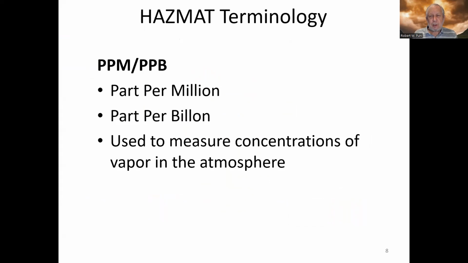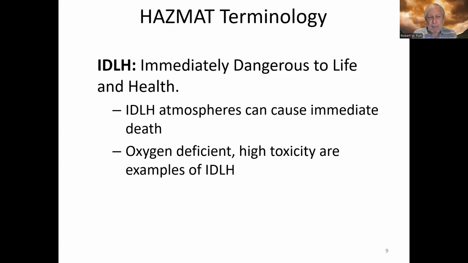There's a few abbreviations you're going to see. ppm, parts per million. You're probably pretty familiar with that. ppb, parts per billion, used to measure concentrations of vapor in the atmosphere. Parts per million doesn't sound like much, but what would equal 1%? So what's 1% of a million? 10,000. So 10,000 parts per million is 1%. So a part per million is not very much. But sometimes 3 or 4 parts per million can be deadly. So it may not look like much, but it can be.